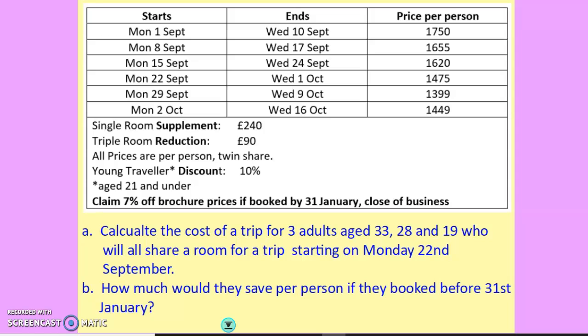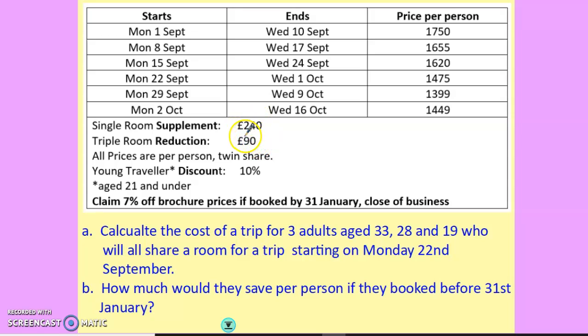This time we have a trip. I've managed to cut off the top of this. This is a train journey trip, which includes accommodation and tour guide. And for this trip, we have the price per person from leaving on different dates. So if we're leaving on these different dates, this is the price per person.